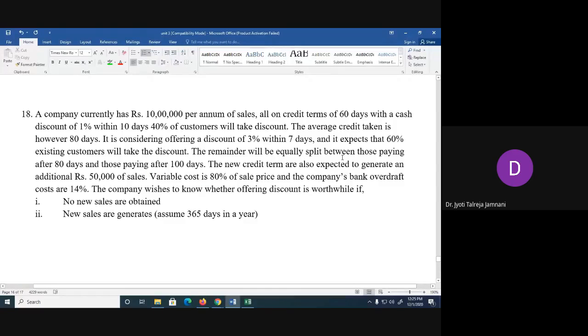The remainder will be equally split between those paying after 80 days and those paying after 100 days. Okay, the new credit terms are also expected to generate an additional sales of 50,000. Variable cost is 80% of sales and the company's bank overdraft cost is 14%. The company wishes to know whether offering discount is worthwhile if no new sales are obtained and if new sales are generated.